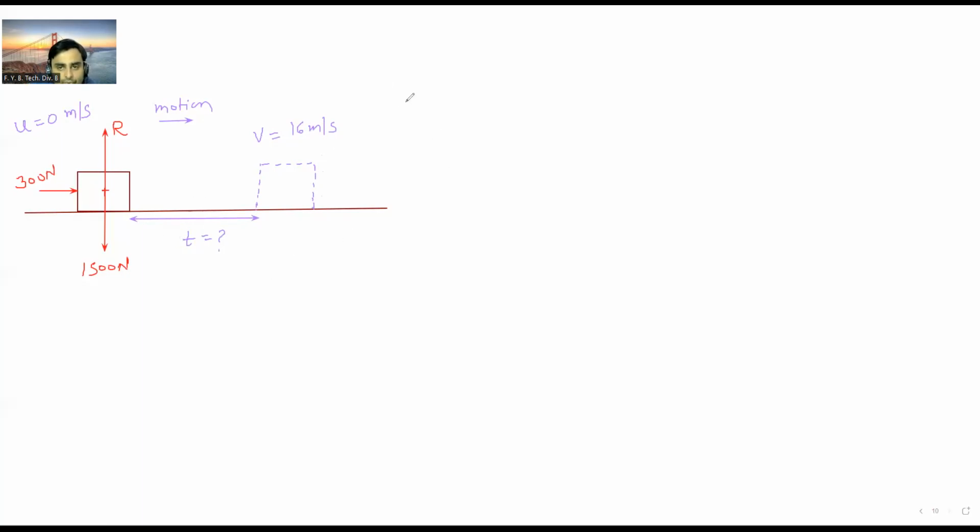So to solve this, we will first calculate the frictional force. This is the direction of the motion, so obviously the frictional force will be in the opposite direction to the motion. So this is my frictional force F. If I apply summation Fy equal to 0, then R minus 1500 is equal to 0. Therefore, R is equal to 1500 Newton.